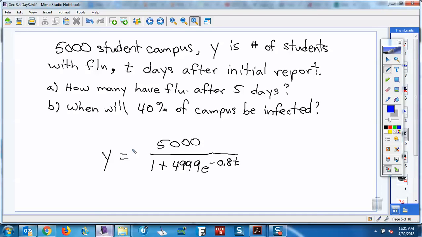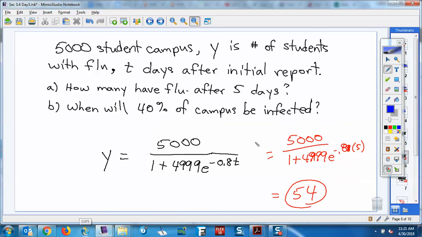What do you got? Now you just got to remember to put parentheses in the right place. You get your 5,000. Maybe just do the bottom first. Write that down, then do 5,000 divided by that, or do 5,000 divided by, and then put everything in parentheses. So just make sure you type it in correctly. But 54. Okay. So all you're doing is you're just putting a 5 right in there for T. Okay. And there are 54 people after 5 days.